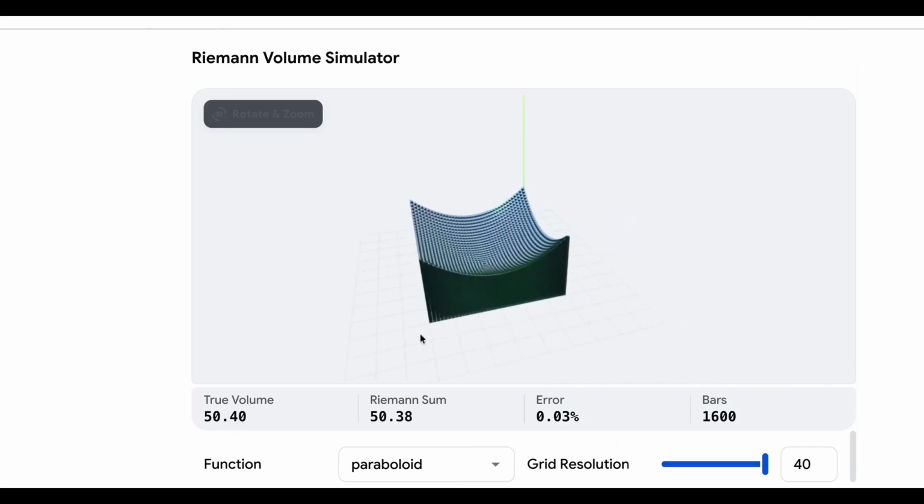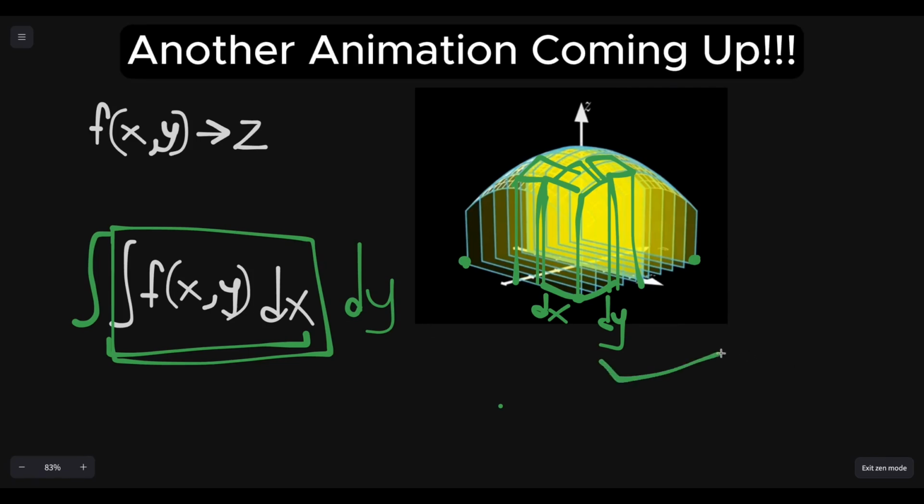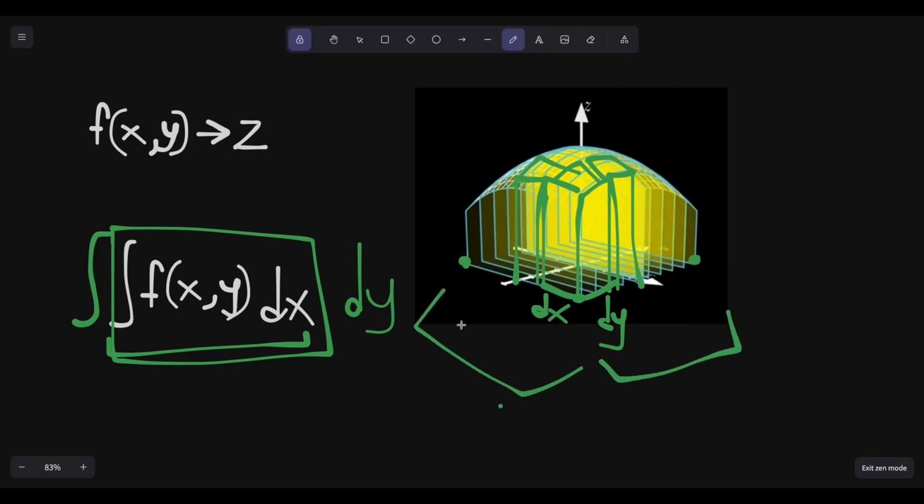As we make our rectangles smaller and smaller, dx and dy smaller and smaller, we get the volume underneath this surface. So that is another way to think about it: for all the dx's along our x bounds, and for all the dy's along our y bounds.